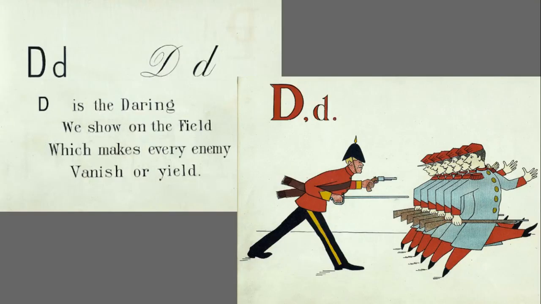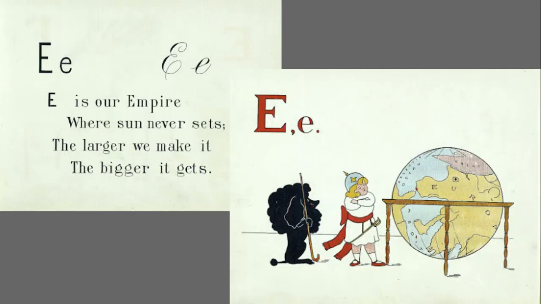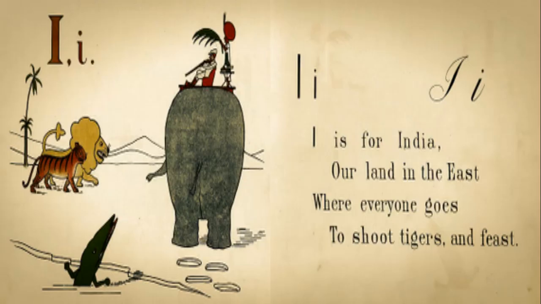Again, here in D, you can see the obvious nationalism at work here. The visual demonstrates pretty readily the pride in military conquest, in being greater, more powerful, more daring than one's neighbors. One of ours is worth six of theirs. Again, E is our empire where the sun never sets. The larger we get it, or the larger we make it, the bigger it gets. Again, demonstrating that colonial conquest is the measure by which national greatness should be measured.